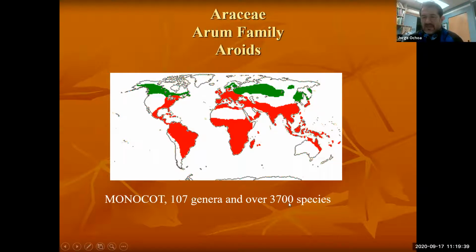And now, more or less, they're estimating about 3,700 species found within this family. So this will become a small family.